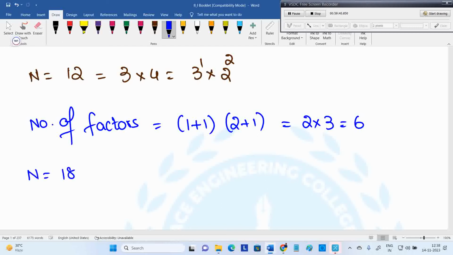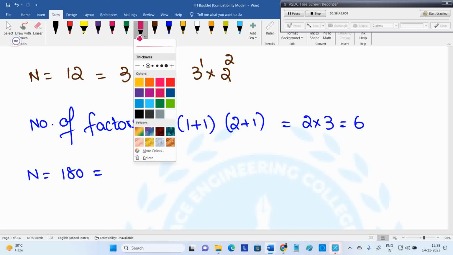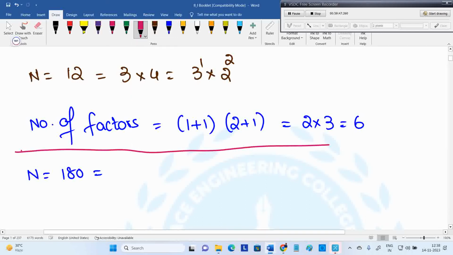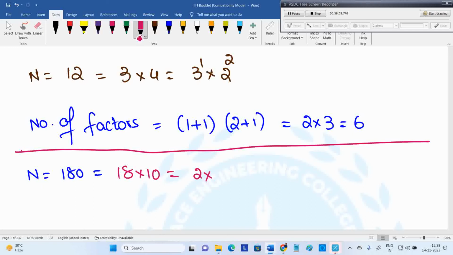For 180, what is the procedure here? Write it as prime number powers. I'll write 18 into 10. 18 is not a prime number, 10 is not a prime number. 18 is 2 into 9, 10 is 2 into 5. Yeah, now 2 into 2, 2 square, right? The 2 powers are all on one side only. 9 is 3 square. 5 is 5 power 1. Now 180 in terms of prime number powers is this. Okay, 2 square into 3 square into 5.